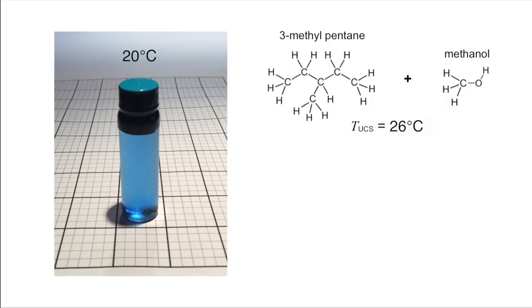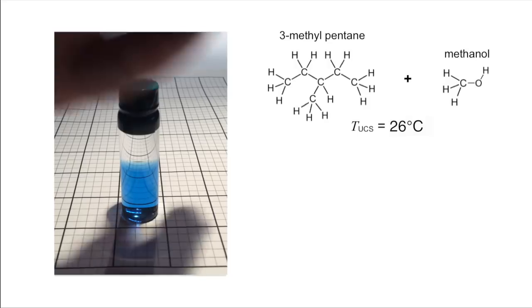As with the water-butanol mixtures we've seen, an alcohol-soluble dye has been added so we can distinguish the two liquid phases. In this case, the methanol-rich phase is more dense than the alkane-rich phase, so it ultimately segregates to the bottom of the container. However, what happens if we heat the solution?